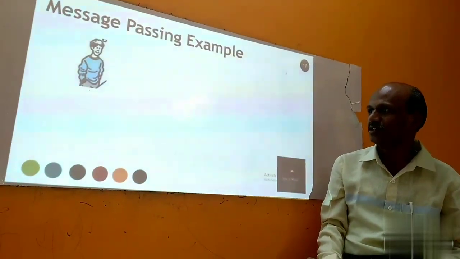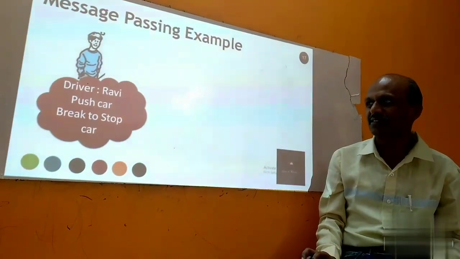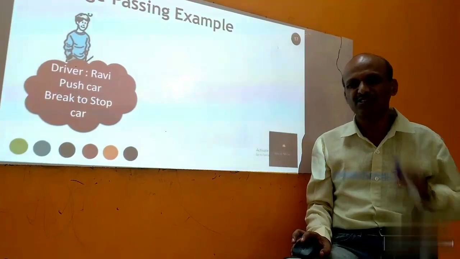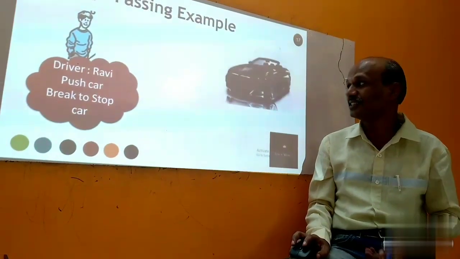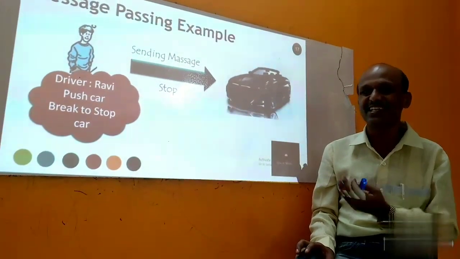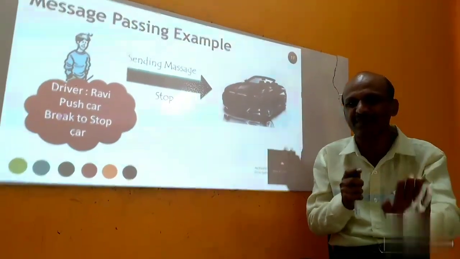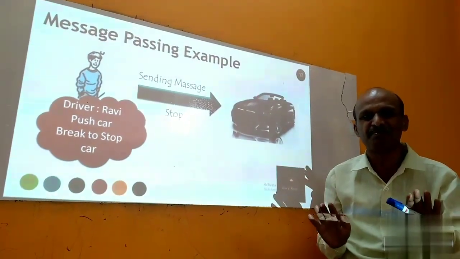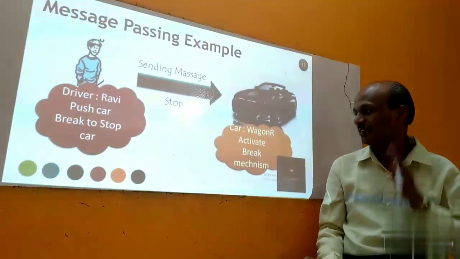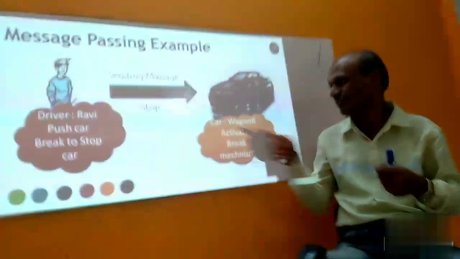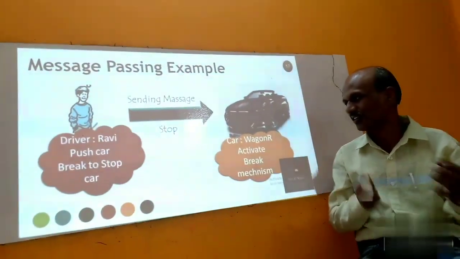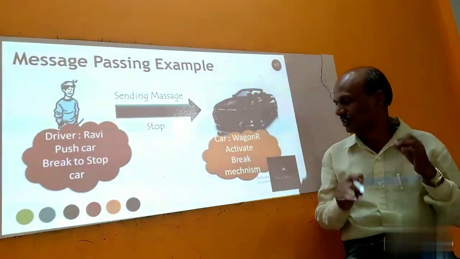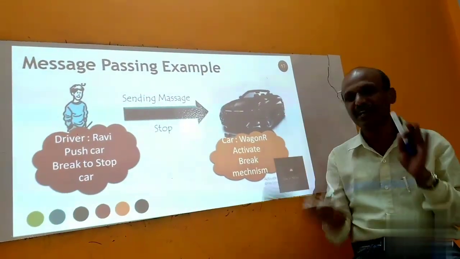So this is an example. Suppose this man, a driver of a car, for example myself, Ravi, is pushing the car brake to stop the car. He wants to stop this car. Means what? He is sending the message stop by pushing that brake. Hey car, please stop. He is pushing and the car will activate the brake. Suppose Car is a class and Wagner is an object. So in this way we represent the object in object oriented: class name and object name. So it activates the brake mechanism and the car will stop.